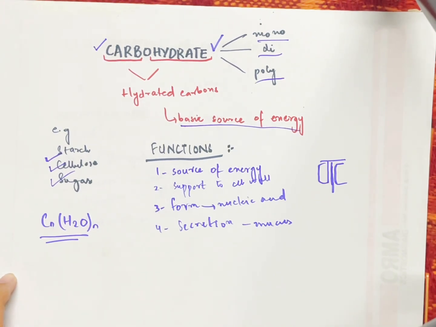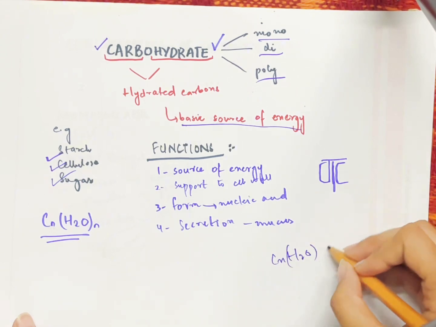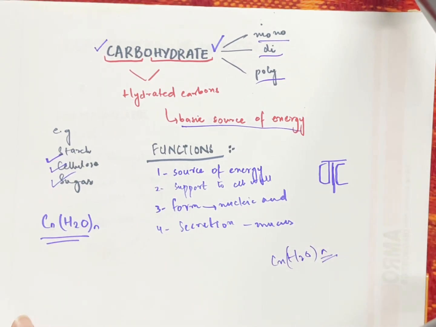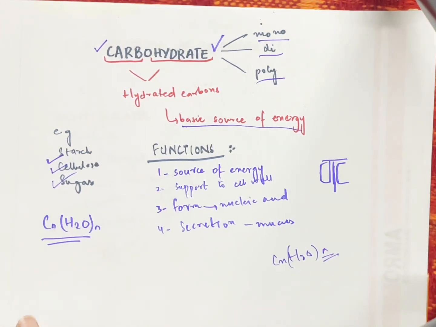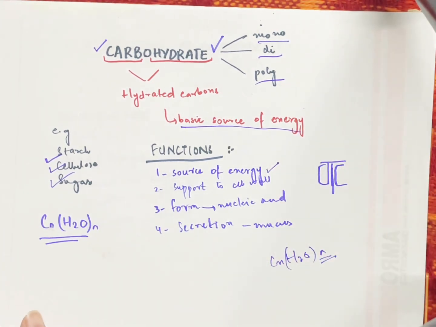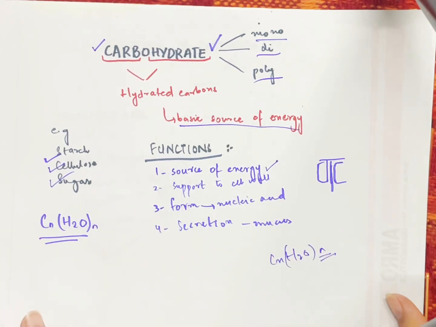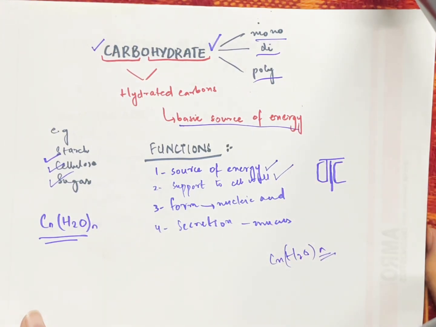What is the normal formula of carbohydrate? The normal formula is Cn(H2O)n. It includes water in itself and the number of carbons depends on whether it is a mono, di or poly. Let's talk about the functions of carbohydrate. The major functions include being a source of energy, since it is included in the balanced diet. It also supports the cell wall. Carbohydrate makes up the cell wall, and it also provides support.